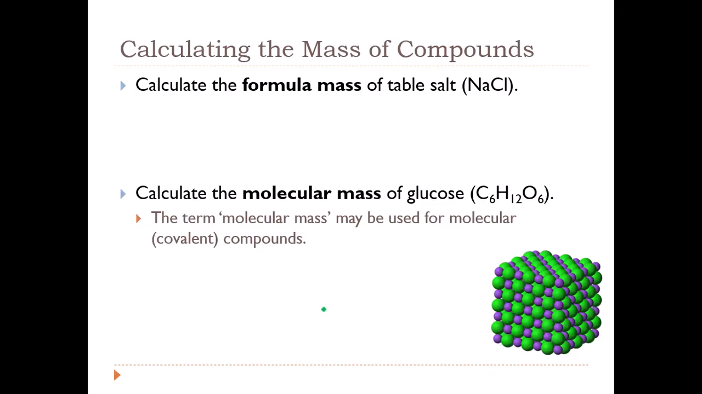With that information in hand, see if you can calculate the formula mass of table salt, and then the molecular mass, which we said was essentially the same thing but more specific to covalent substances. Glucose has all nonmetals, so that's usually the sign that we have a covalent substance. See if you can calculate the formula mass of sodium chloride and the molecular mass or formula mass of glucose. Pause the video, work through it, then come back.